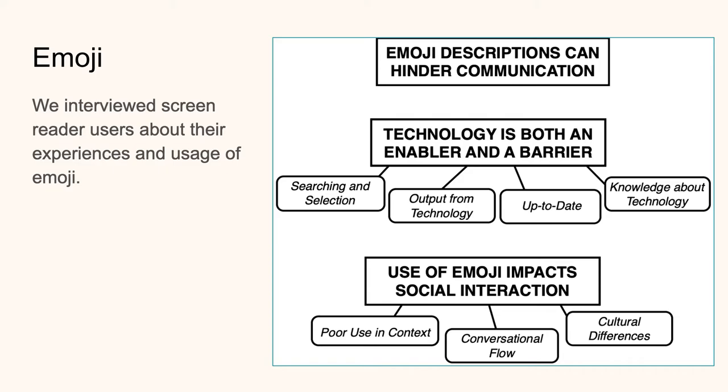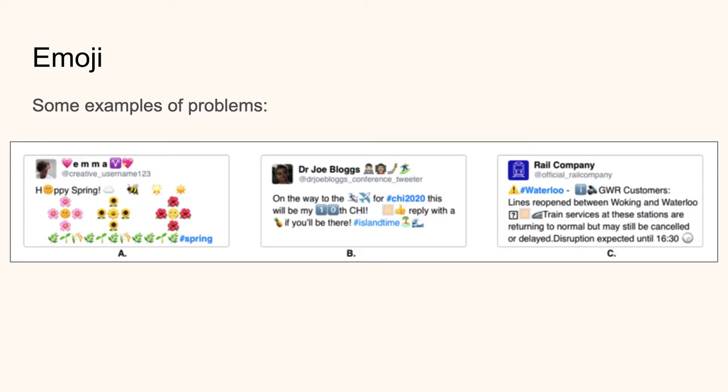The output from technology can be confusing. So option B here, it says "on the way to the plane, landing plane for Kai." So those two emojis have a very odd description in the context.